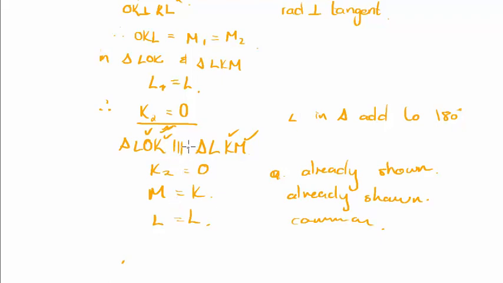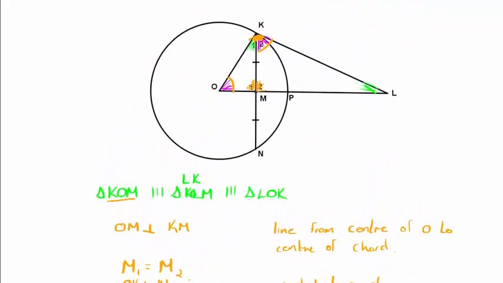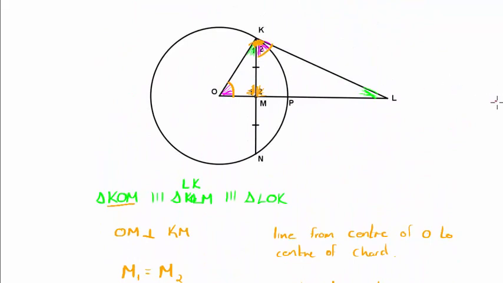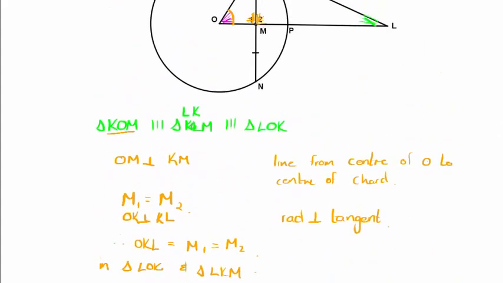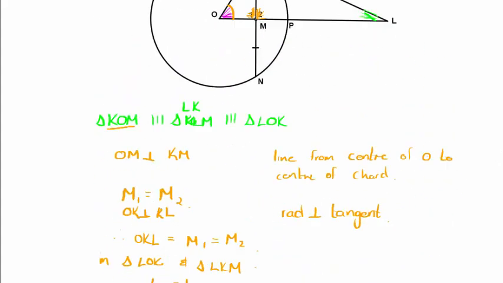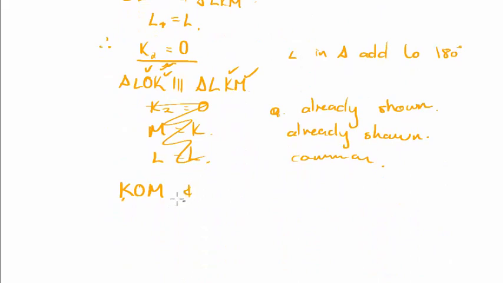Wait, I've just done this one again. Sorry, I'm supposed to do the other one. I'm supposed to do KOM. In KON and LKN, I've shown just now KO and LK, and I've shown that N is equal to N, that's the perpendicular angle, and then the third one follows.